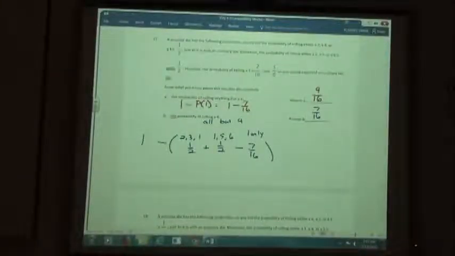So put 1 minus, parenthesis, and then you're going to do 1 divided by 2 for 1/2, plus 1/2, minus, or 7/16. Close our parenthesis, and what do we come up with?